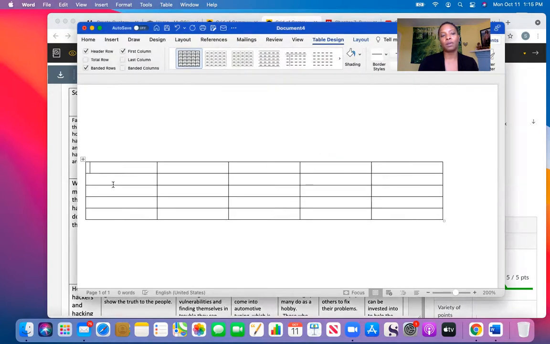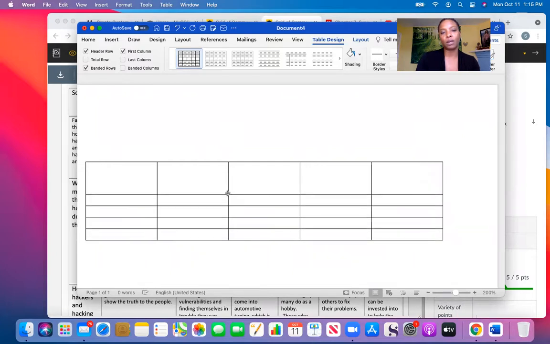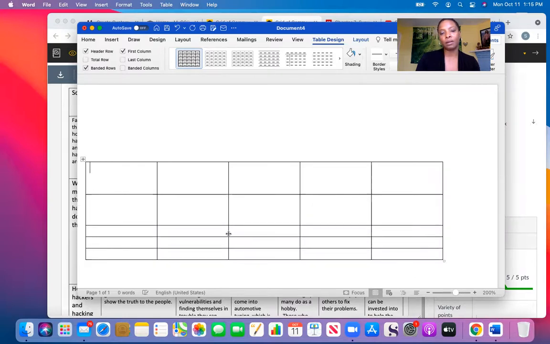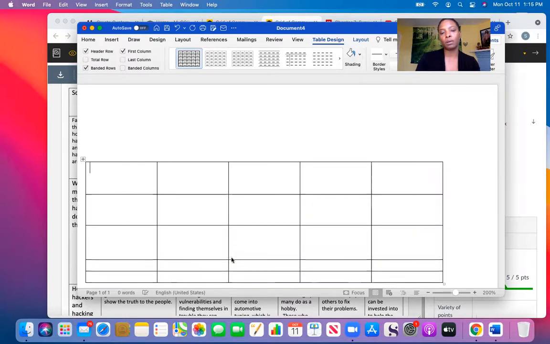Here are my tables. And as I write in them, they'll get bigger. But if you need it to be bigger to begin with, you can just go here and click on it and pull it down as needed. But as you write, the tables will move on their own.